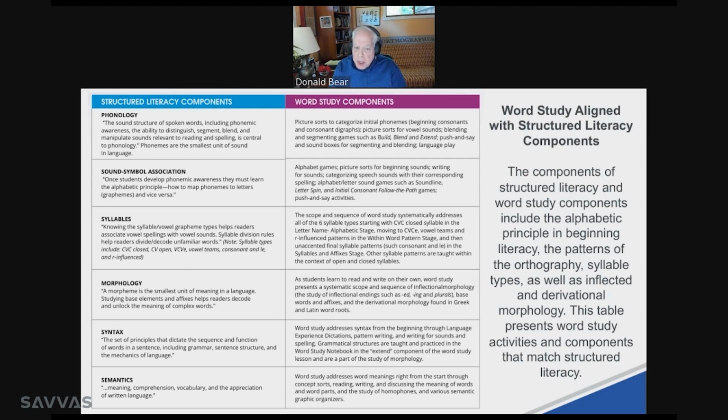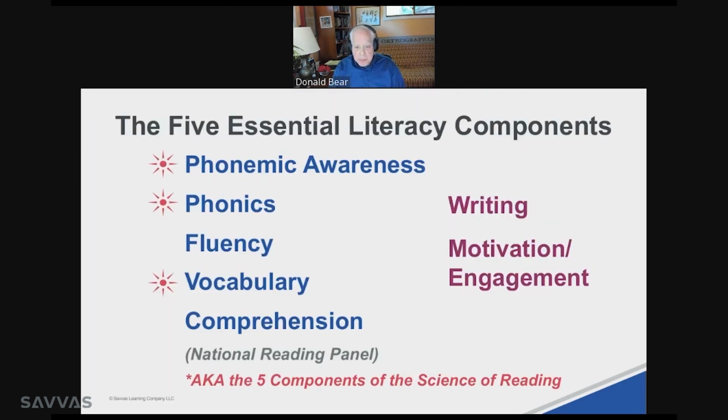I want to look quickly at something called structured literacy. The International Dyslexia Association promotes this model, if you will, and we wanted to show how word study is fitting into the structured literacy. So you may have a slide or some professional development on structured literacy, and you'll be able to see how word study relates to structured literacy and the components. I'm going to touch on all of these components as we go through the activities.